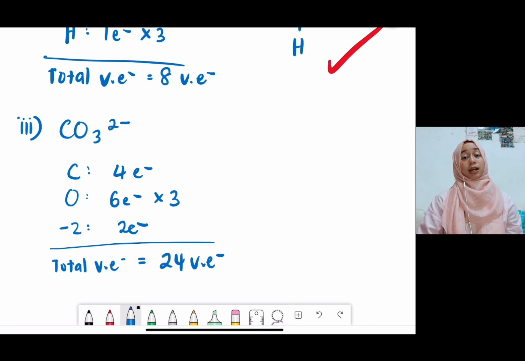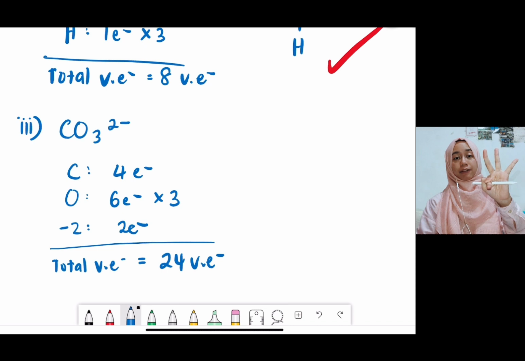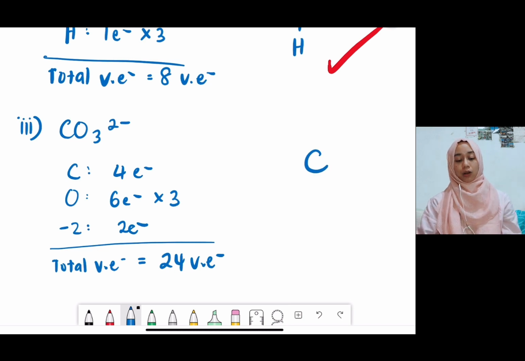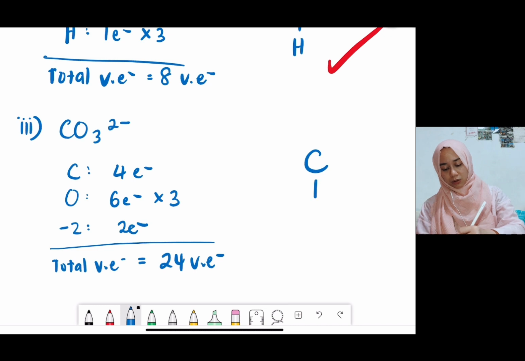Okay, so antara carbon dengan oksigen, which one is more electronegative? So kamu nak ingat the 3 most electronegative atom adalah FON kan? So oxygen belongs to the one yang more electronegative. So meaning carbon is the less electronegative one. So carbon yang akan jadi central atom. Meanwhile oxygen pula akan jadi dia punya terminal atom. Okay, so ada 3 oxygen.